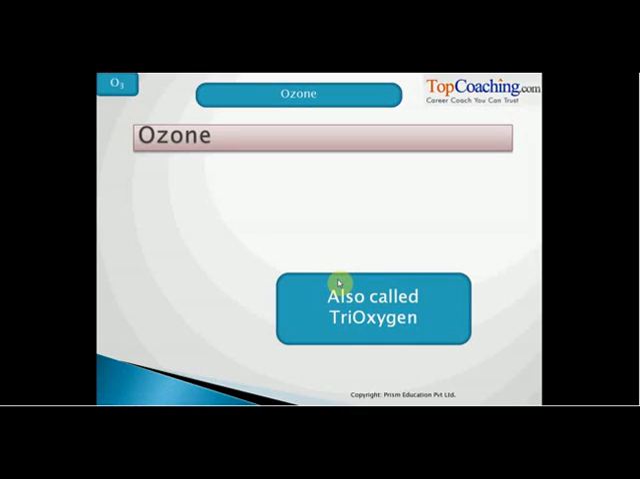Let us now talk about ozone. As we all know, the formula for ozone is O3, which means it is a compound of one of the p block elements known as oxygen. It contains 3 nascent oxygen atoms and hence is also known as trioxygen.